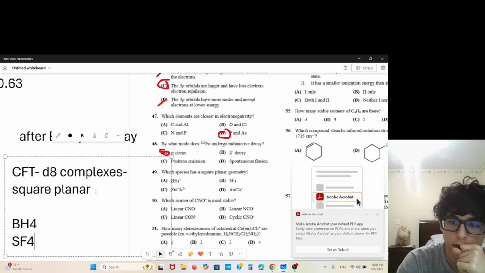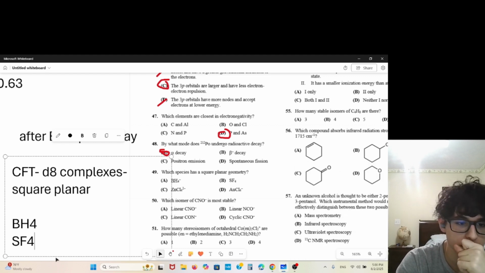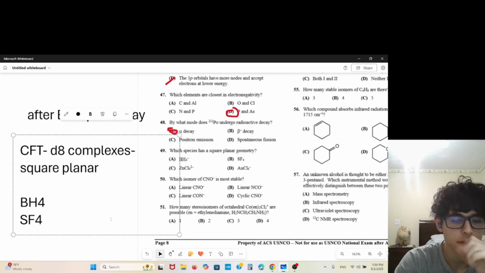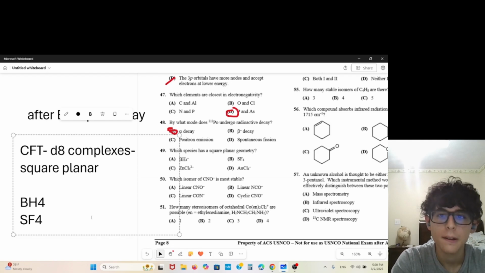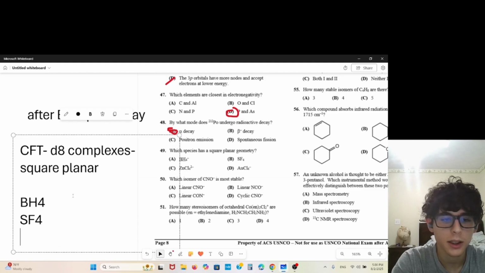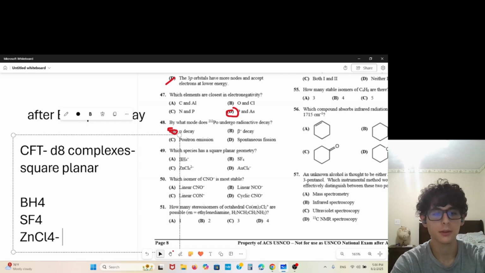It's going to be trigonal bipyramidal, I think, because if you draw it, you're going to have 5 electron domains. Yeah. Okay. I think it's commonly asked. SF4. Okay. ZnCl4. This is where we get into crystal field theory.